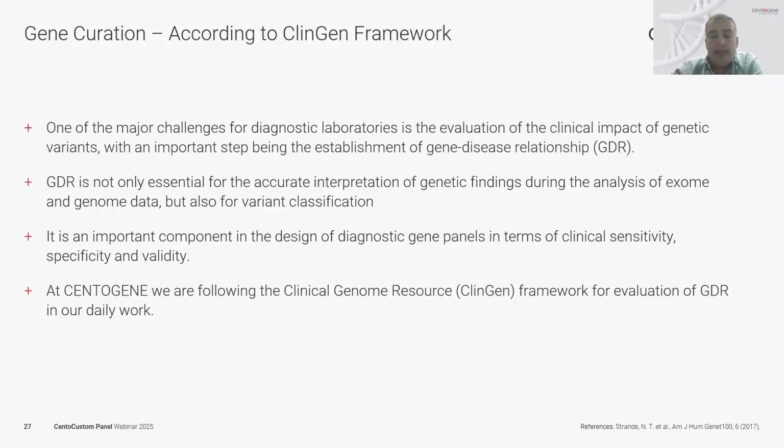Not only that, but it also has an impact on the variant classification, especially for gene-disease associations that are only, let's say, limited. The maximum classification that a variant should have should be no higher than a variant of unknown significance. Therefore, this is key when we are selecting genes, either for diagnostics or if we want to look at them from a clinical research perspective.